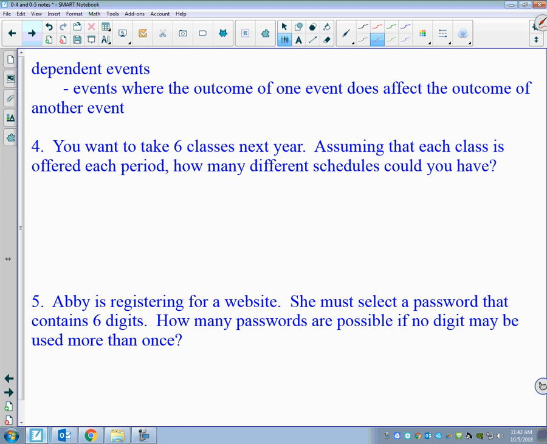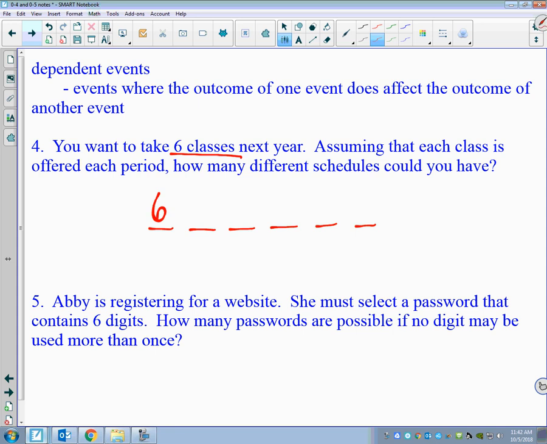And I know that that doesn't apply here because it's a very small school and Algebra 2 isn't offered every period, but at a really big school, that would happen. So we're saying each class is offered each period, and we want to take 6 classes. So the first thing I'm going to do is make 6 little marks here. And how many classes could I choose for first period? Well, I would choose from all 6.